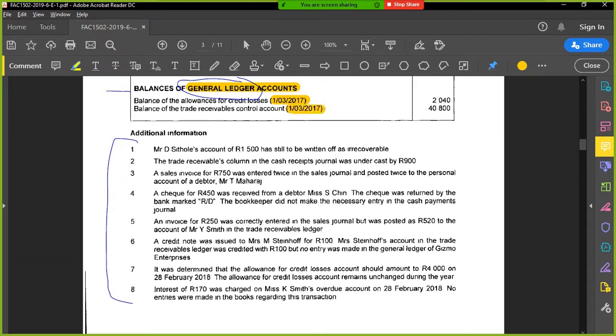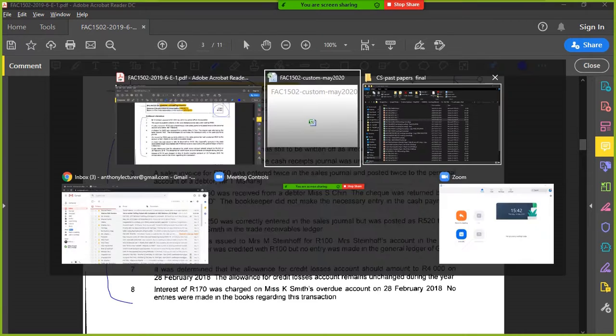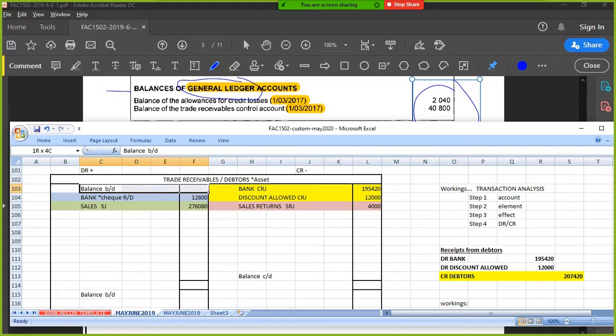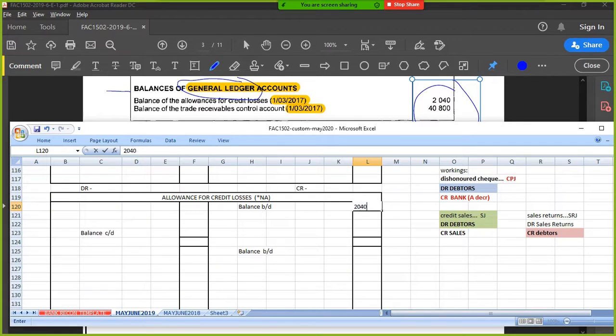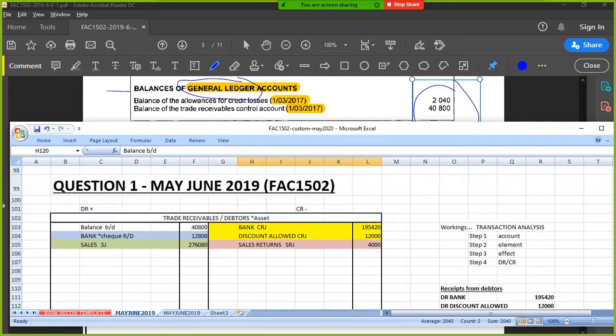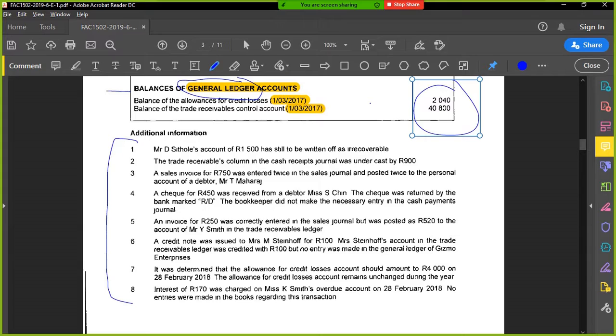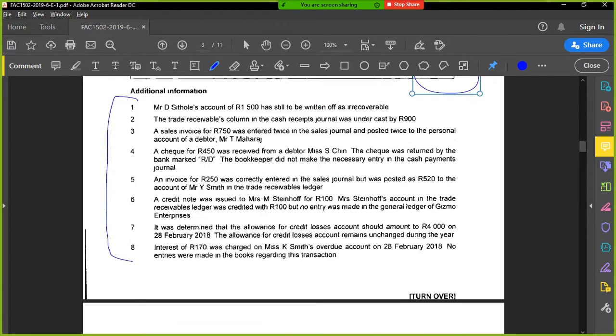Okay, those are easy marks that you can get right. That's literally what I had there, except it's this amount. Make sense? Trade receivables opening balance 40,800. Allowance for credit losses opening balance 2,040. There's an easy mark, straight from the question. Nothing hard about that. You need to get as many easy marks as you can. That's the most important thing. Don't throw away easy marks.